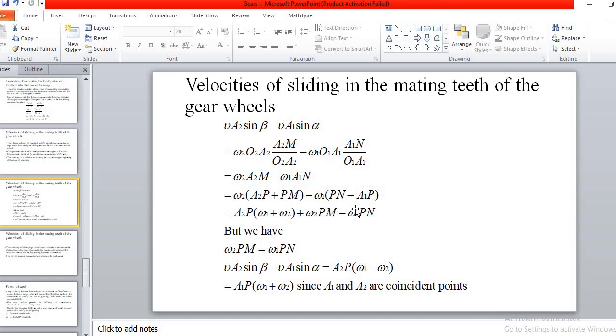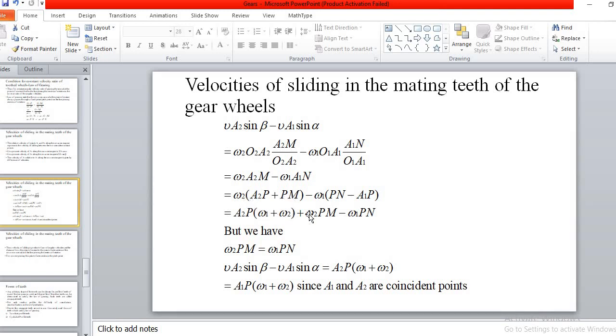A2p and A1p, these lengths are the same. So A2p is equal to A1p. So take A2p common, and take omega 2 and omega 1 in this bracket, as A2p and A1p are the same.